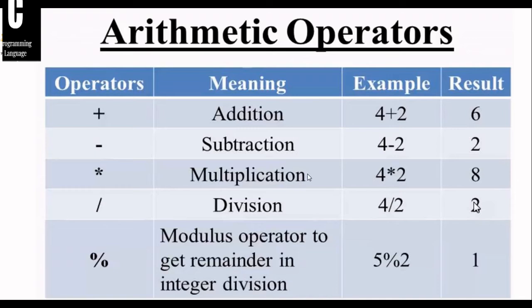See, here is the arithmetic operator. We are using addition to add two values, two variables, 4 plus 2, so you will get the result. Similarly, subtraction, multiplication, division, and modulus. Here is the modulus operator. We are using 5 mod 2, which means when we are dividing 5 by 2, at that time we will get the remainder.